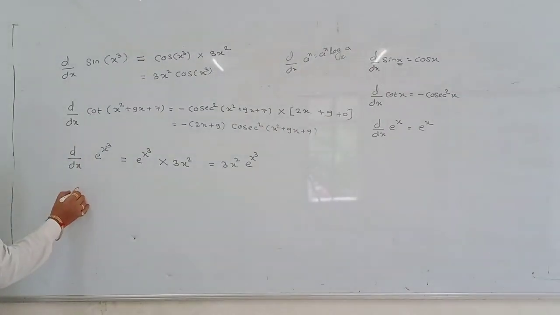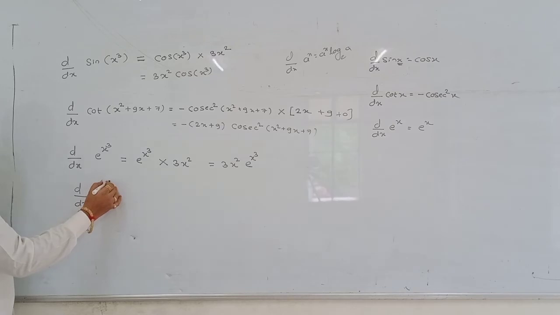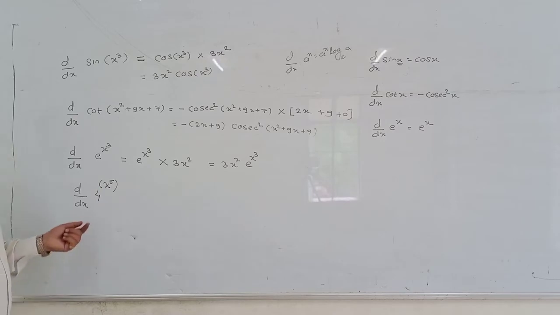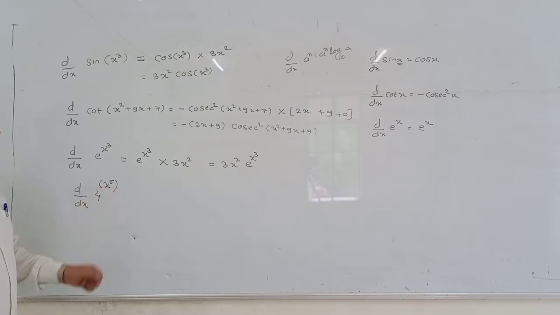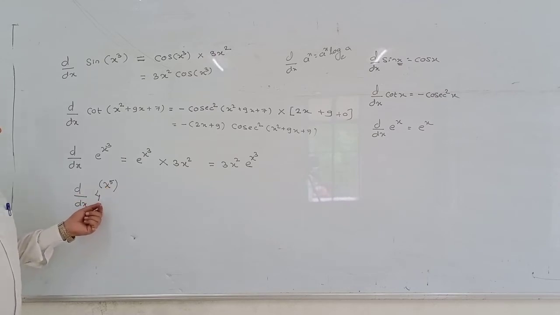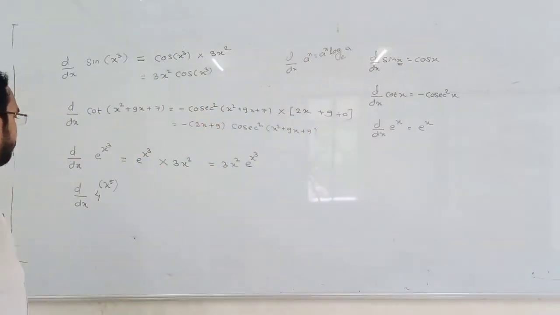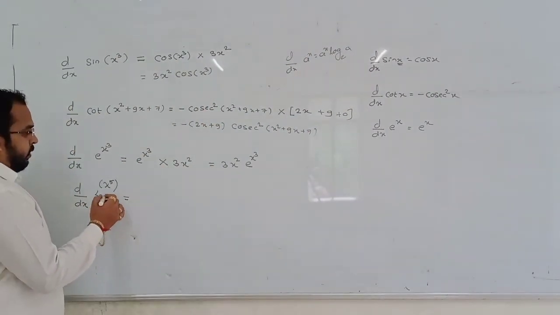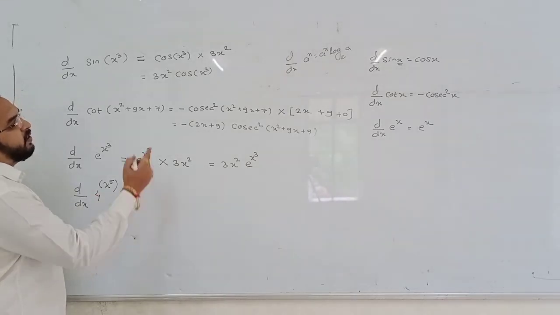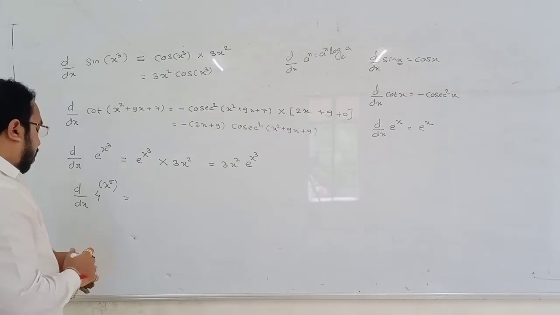Next question, for example, differentiation of 4 to the power x to the power 5. Now here also see, what is this? Constant to the power variable. As this is constant to the power variable, that means an exponential function. So how to differentiate it? See, what is the differentiation of a to the power x? A to the power x into log a.